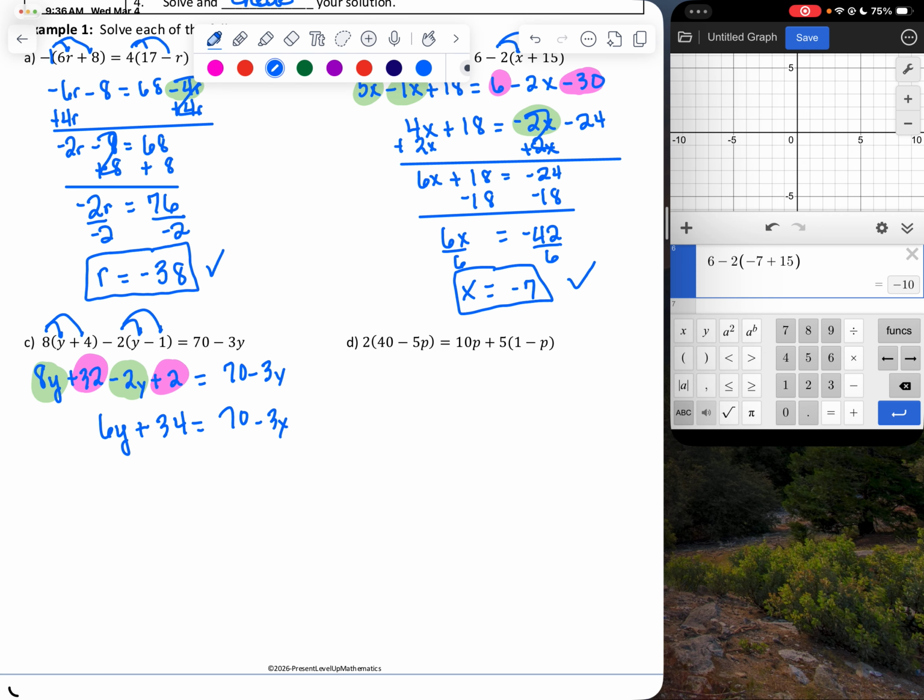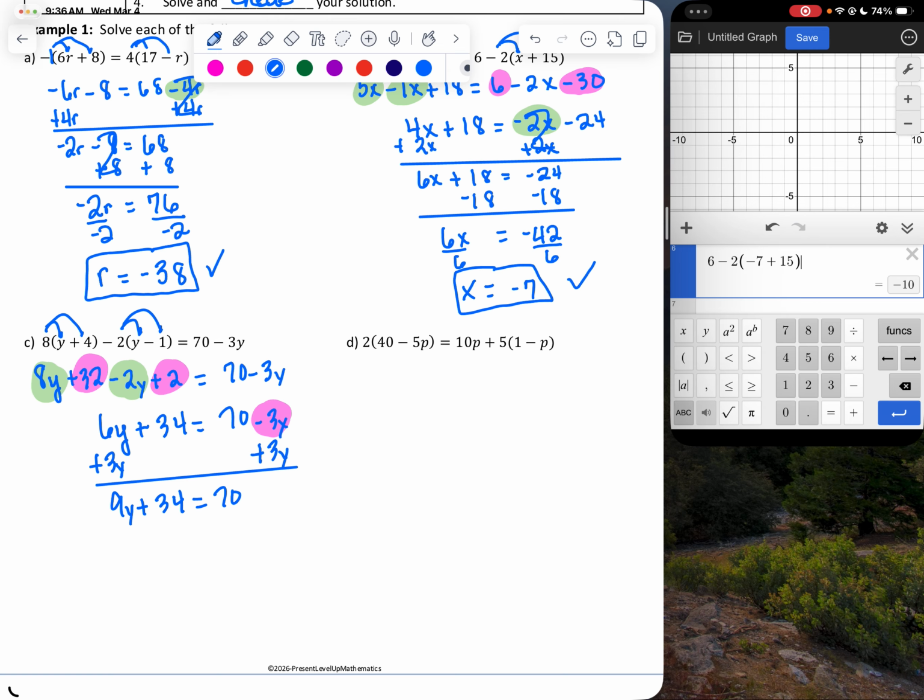Now we want to collect the variables on the left side of the equation. So again, I start on this side. I want to move that negative 3y to the opposite side. So I'm going to use inverse operations. So I'll add 3y to both sides. So this would be 9y plus 34 equals 70.